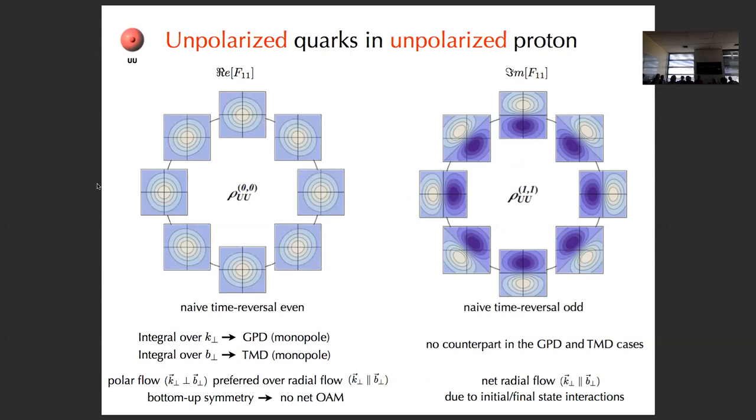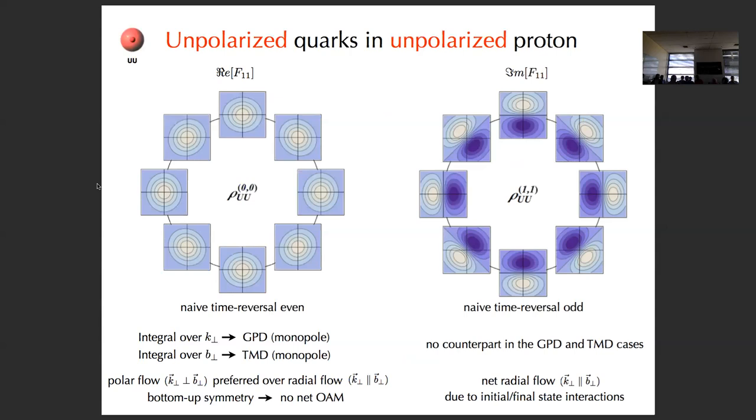So unpolarized quark and unpolarized proton, and this one in the T-even case, and you have a monopole in the coordinate and in the momentum space. These are the distributions in the momentum space. If you integrate over K perp, you get the GPD, and you have just a monopole, what's called the unpolarized nucleon, the H GPD. The integral over b perp gives you the TMD f1, which is just a monopole structure in the momentum space.